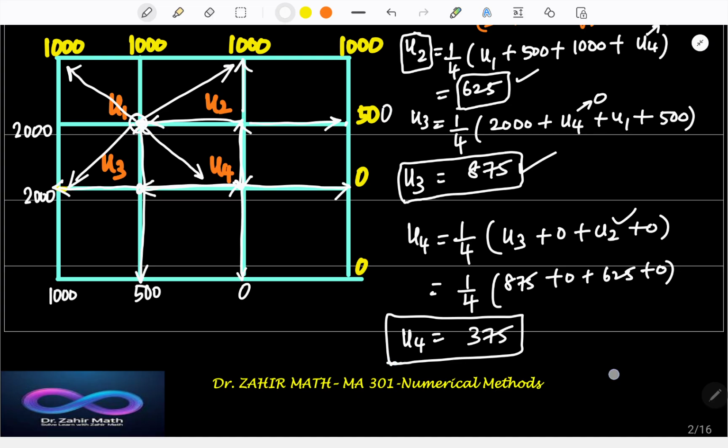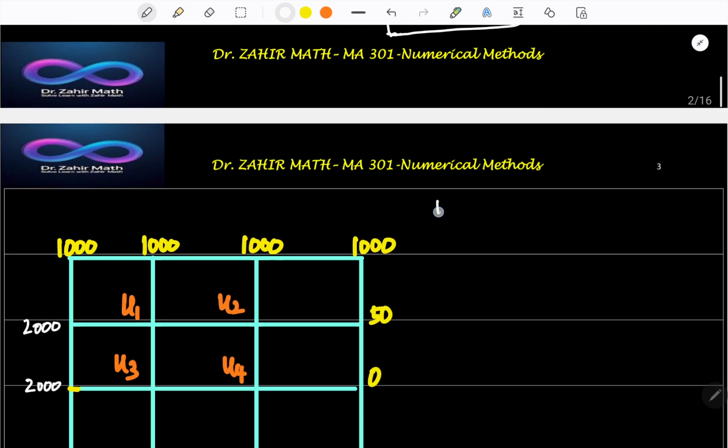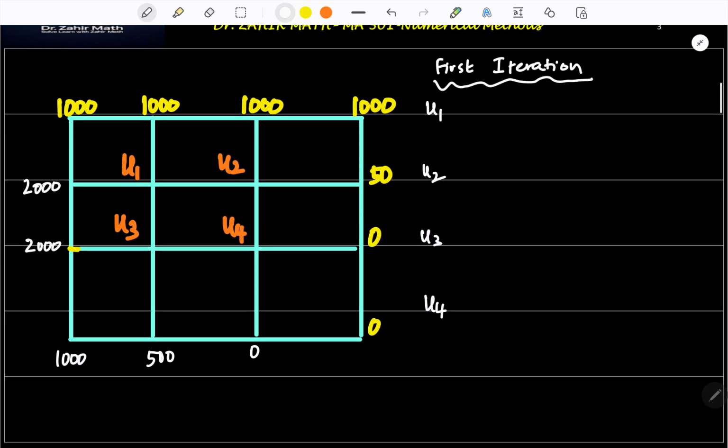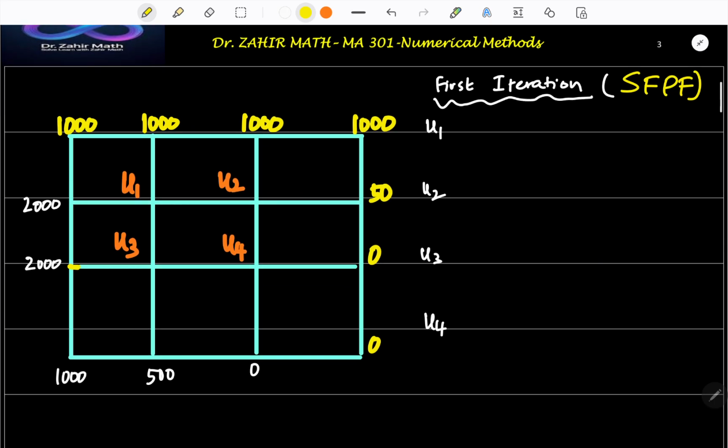Now we are going to find what? First iteration we are going, right? In the first iteration we are going for SFPF only. So keep in your mind, in the first iteration we are going for u1, u2, u3, and u4. All these values you are going to calculate only by SFPF, the standard 5-point formula only, keep in your mind.